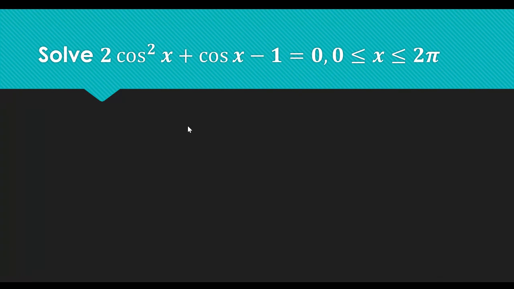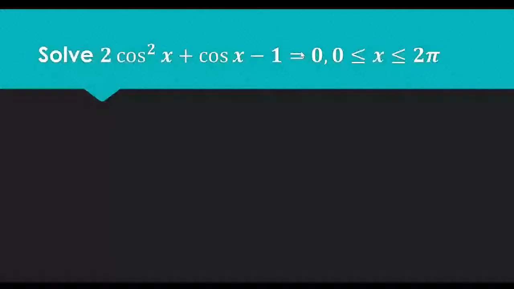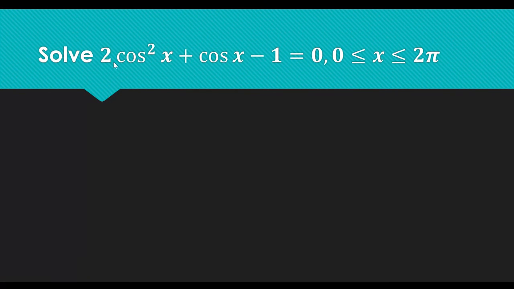So our first one, we want to solve 2 cosine squared x plus cosine x minus 1 equals 0. And you're going to see this on all of them: 0 is less than or equal to x is less than or equal to 2 pi. That just means all of your answers are on the unit circle. So when I look at this problem, it looks kind of like a quadratic. I have a squared and then a single one and then a number equals 0. So I'm going to factor this like a quadratic.